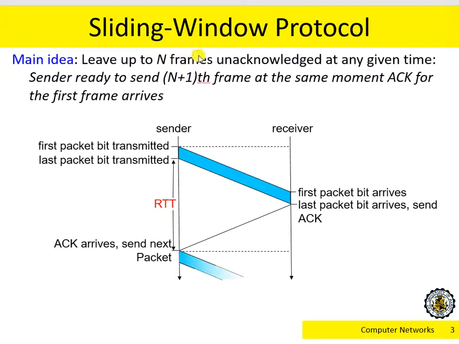So basically, I'm able to send n frames. Those frames do not have any acknowledgement information at all, and then I will send the n plus 1 frame at the moment I receive the acknowledgement, or we call it ACK, for the first frame. For example, here I can send up to n frames, and those n frames do not have any ACK associated. And then I will send another frame, which is the n plus 1 frame, at the moment I receive the ACK associated with the first frame.